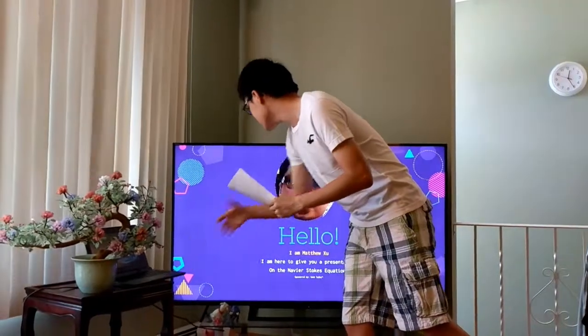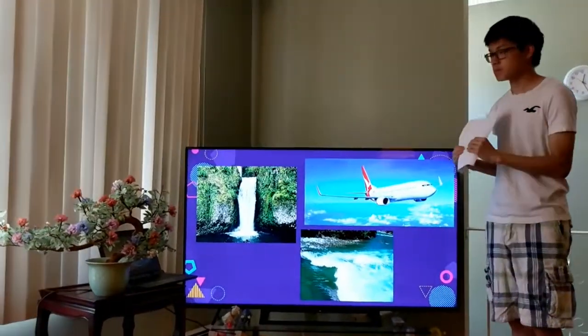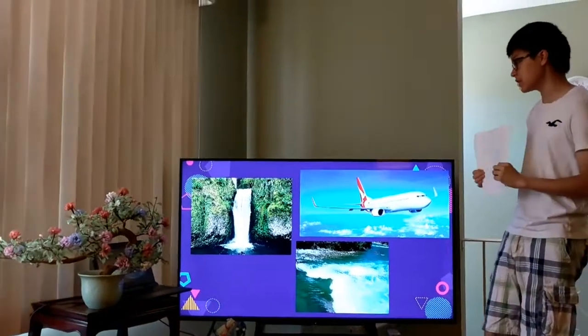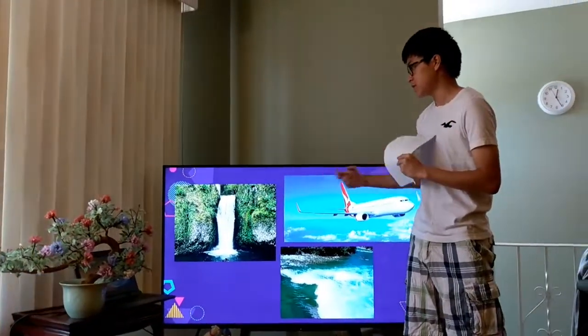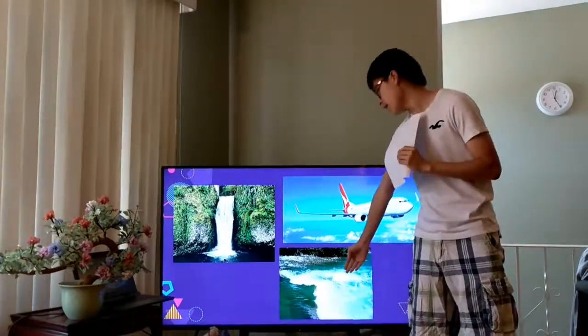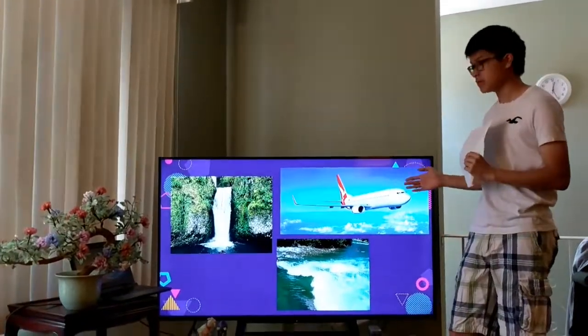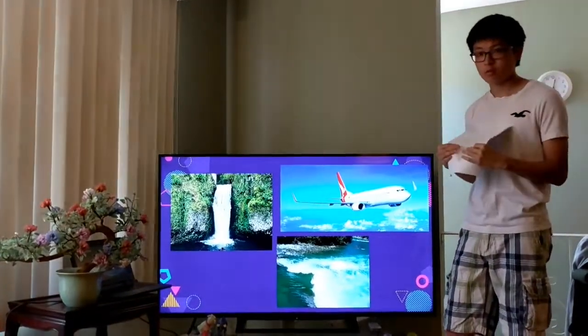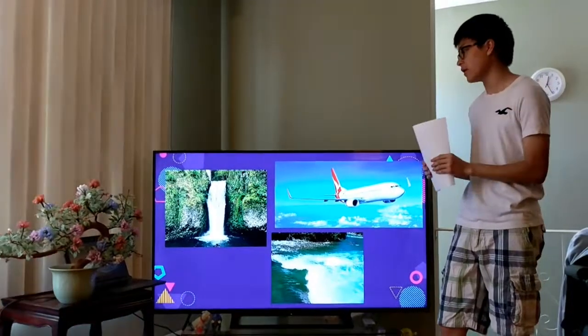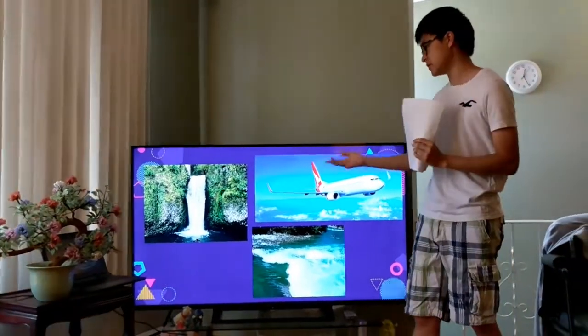You might be wondering just what is the Navier-Stokes equation. So let's start by taking a look at these images. As you might have noticed, this is a picture of a waterfall, these are pictures of rapids, and this is a picture of an airplane. What might these pictures have in common? Well, that's kind of simple actually. They all have fluids in them.